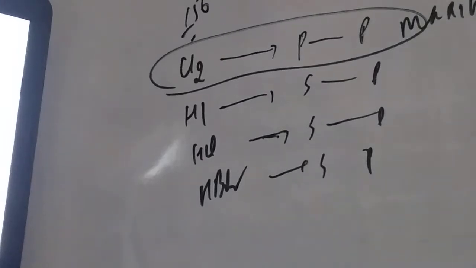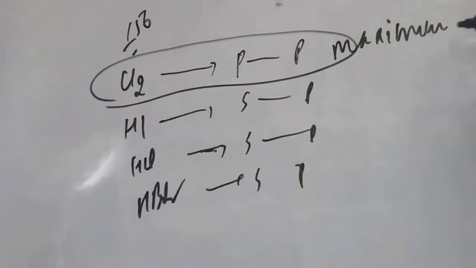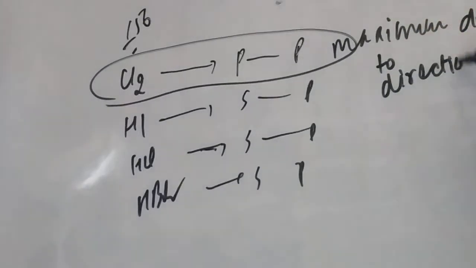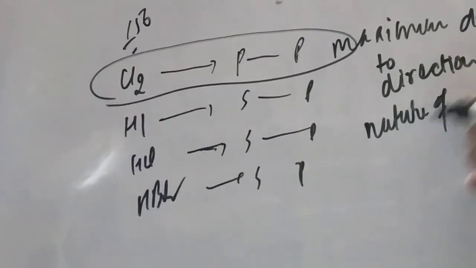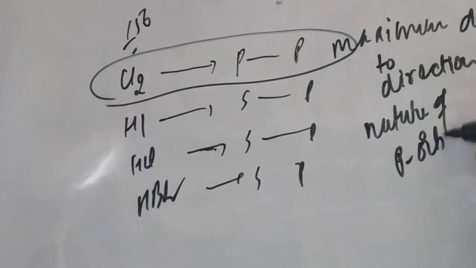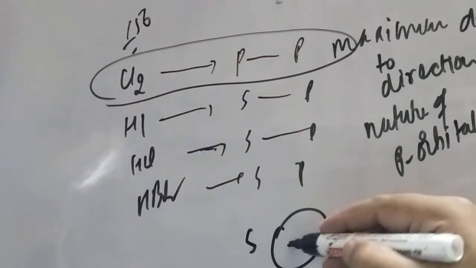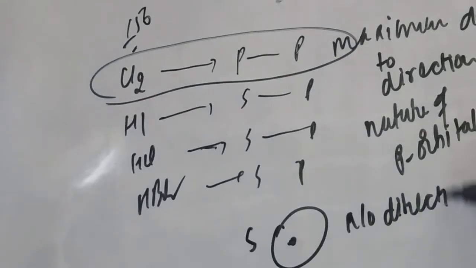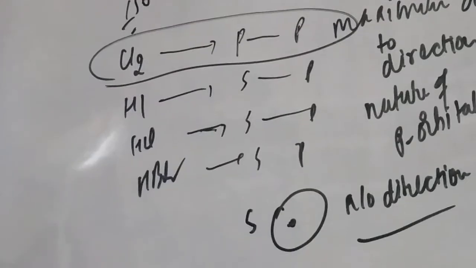Okay, maximum. Why, student? You can ask why maximum? Because of the directional nature of the p orbital. But when you are talking about the s orbital, student, the s orbital is spherical. So spherical means no direction. Spherical means no direction. So this is our answer, students.